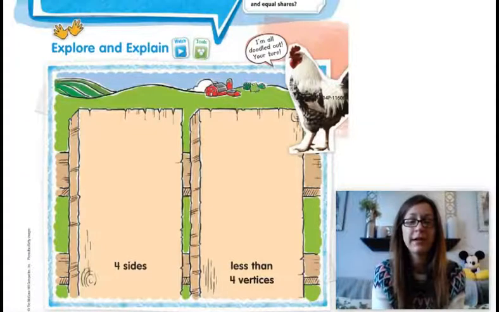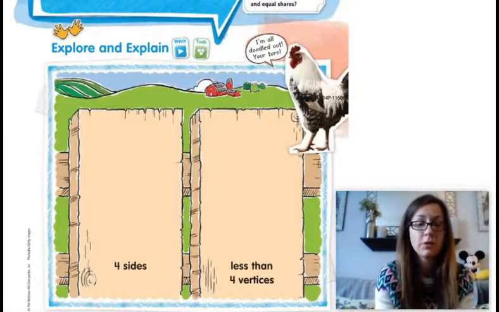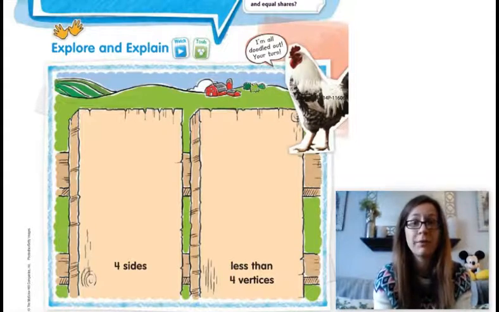Let's look at our first page together. We have 2 fence posts. We are going to sort our shapes by what these fence posts say at the bottom. So on the fence post on the left, it says 4 sides. The fence post on the right says less than 4 vertices. So our shapes that have 4 sides, there are 3 of them.